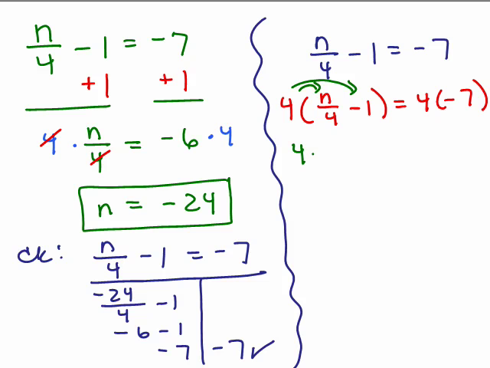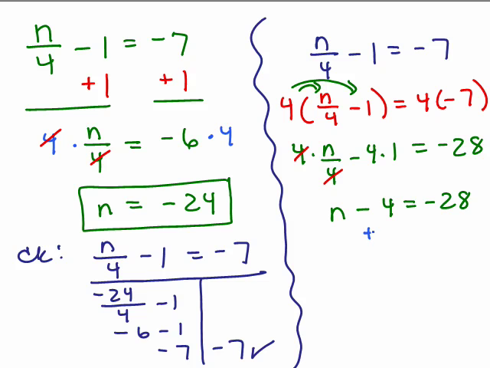So I have 4 times n over 4 minus 4 times 1. And on the right hand side, I have 4 times negative 7, which is negative 28. So what happened here, and the reason you multiply by the least common denominator, is these 4's cancel so that you won't have a fraction anymore. So you have n minus 4 equals negative 28. And now you have n minus something. To undo that, you need to add 4 so that you have n plus 0, which is n, and you would still get n equals negative 24.